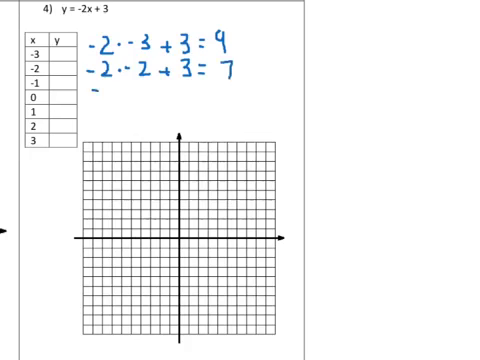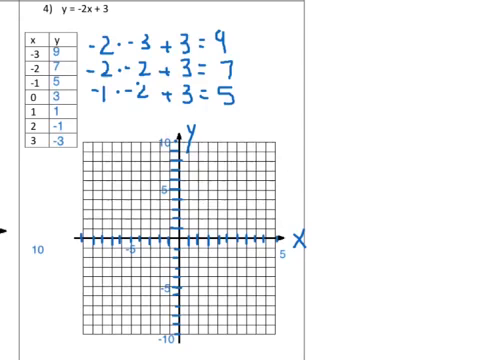And I'll do one more. Negative 1 times negative 2. That's a positive 2. Plus 3 is 5. So I'm going to go ahead and have you make sure you got all of your y's correct by putting those values into the table. So all of those values are within 10 from 0. So again, I'm just going to choose a scale of 1s.